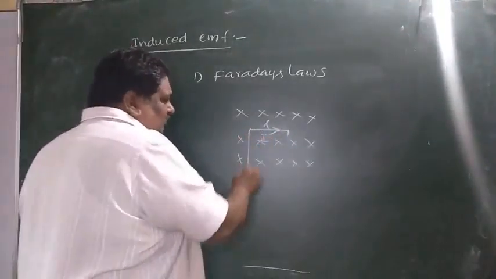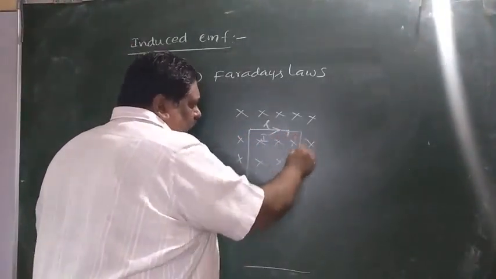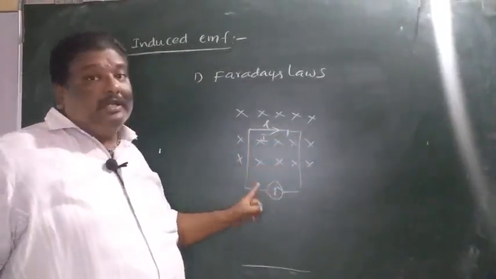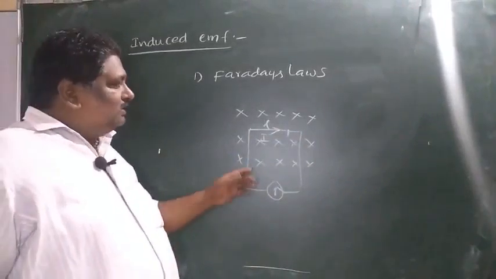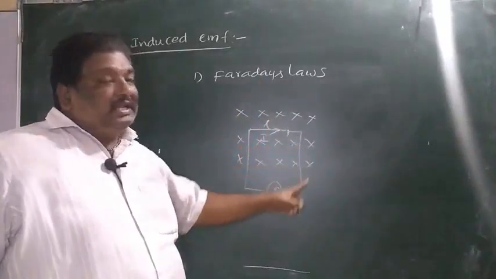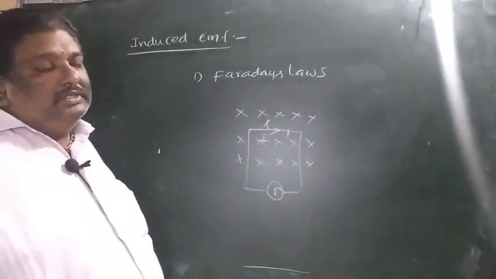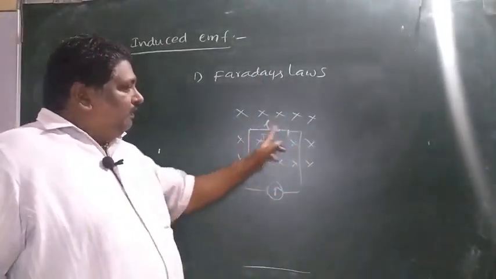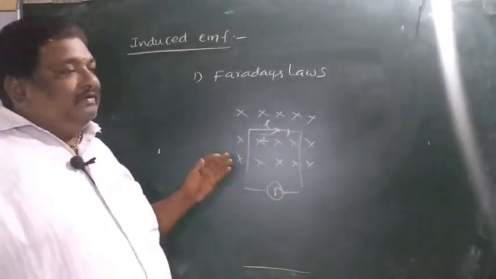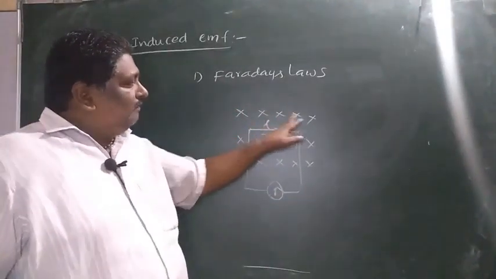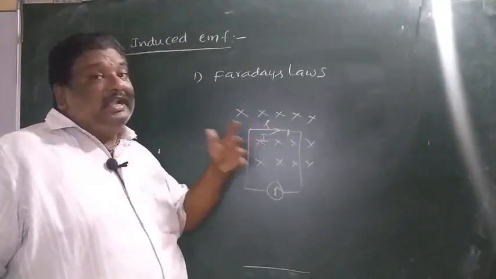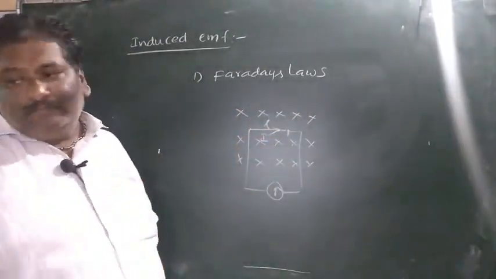Initially there is no current. If you connect a galvanometer, you can recognize this. When this conductor is suddenly moved, the galvanometer immediately shows a reading. That indicates that when the conductor cuts the magnetic flux, EMF is generated in it. Electromotive force is nothing but voltage. That is Faraday's first law. Whenever a magnetic flux is cut by a conductor, EMF is generated in it.